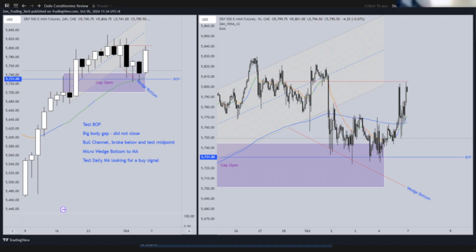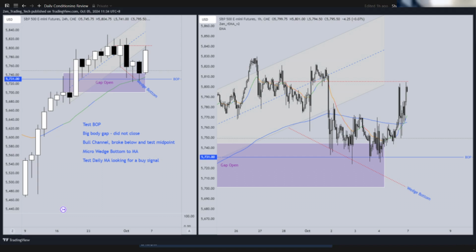We broke below and we tested the midpoint up there, or at least tested where we broke out of that channel. The channel is probably not quite correct. It's probably more like this. What else? I can see a wedge bottom to the moving average. I can also see a test of the daily moving average looking for a buy signal. There's a lot of different price action from the 24-hour chart to the 60-minute chart.